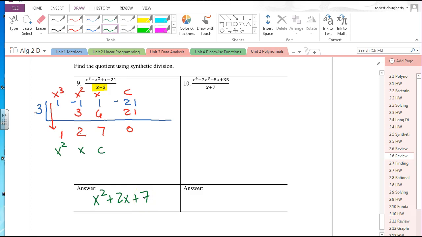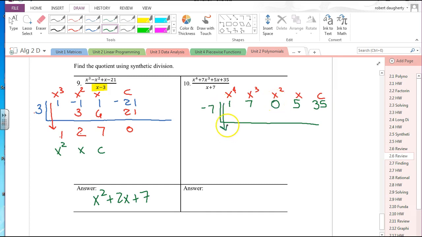Number 10, set it up the same way, but negative 7 goes outside the synthetic division because I'm testing if x plus 7 is a factor or negative 7 is a root. And then I need to write down the coefficients. So I've got 1. That is my coefficient of my x to the 4th. So I'm going to need an x cubed, an x squared, an x, and a constant term. So 1 is the coefficient of x to the 4th. 7 is the coefficient of x cubed. 5 is the coefficient of x, and 35 is the constant. So I need to put a 0 there because there is no x squared term.